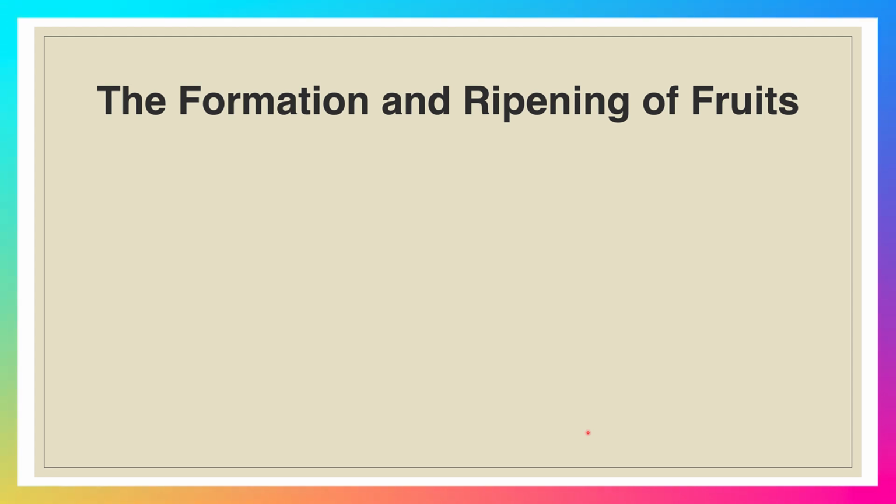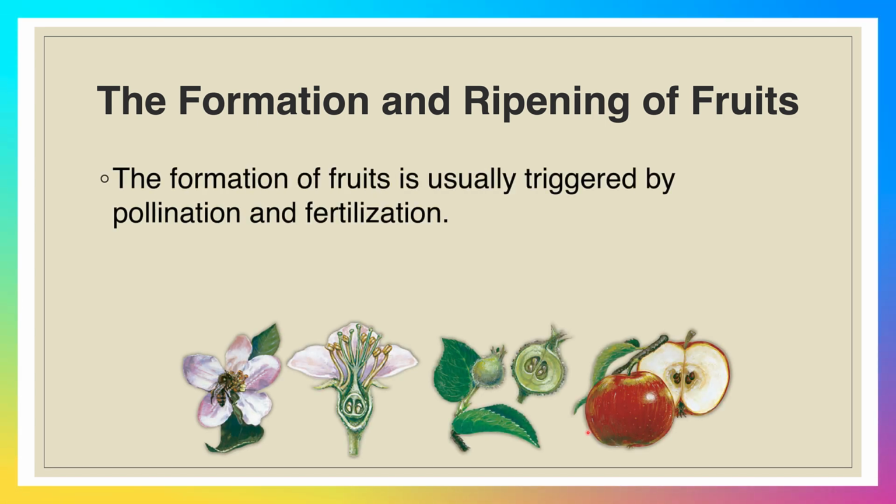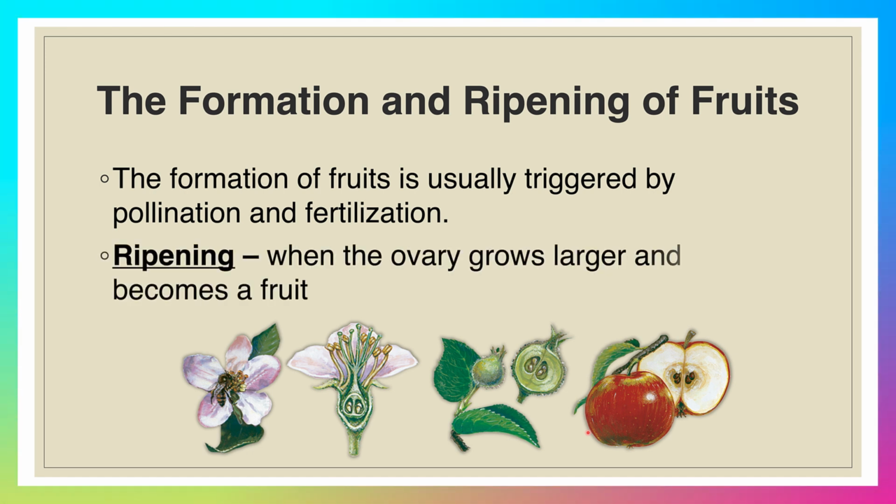We're going to continue our discussion talking about the formation and ripening of fruit. The formation of fruits is generally triggered when the flower is pollinated and fertilization occurs. Ripening is when the ovary begins to grow larger and become a fruit. So let's look at the various types of fruit.